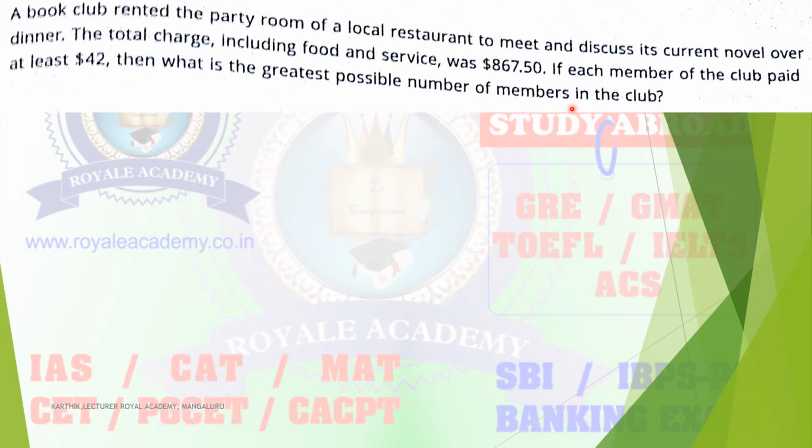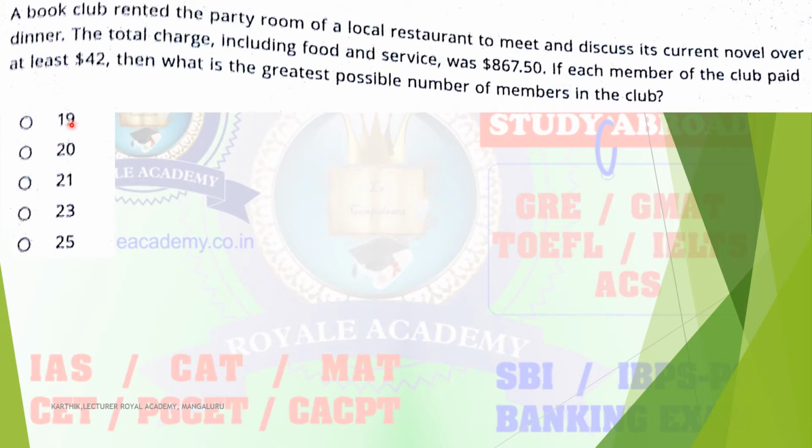So one club rented a party room of a local restaurant to meet and discuss, and also had dinner. The total charge of the rented club is $867.50. If each member of the club paid at least $42, the $42 is the minimum charge for each of the members, then you have to find out the total number of members present in that club. So how to determine?